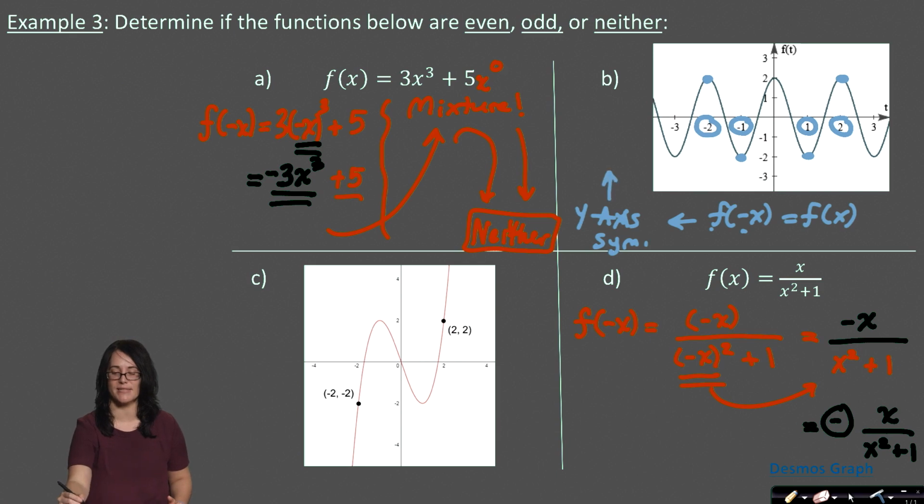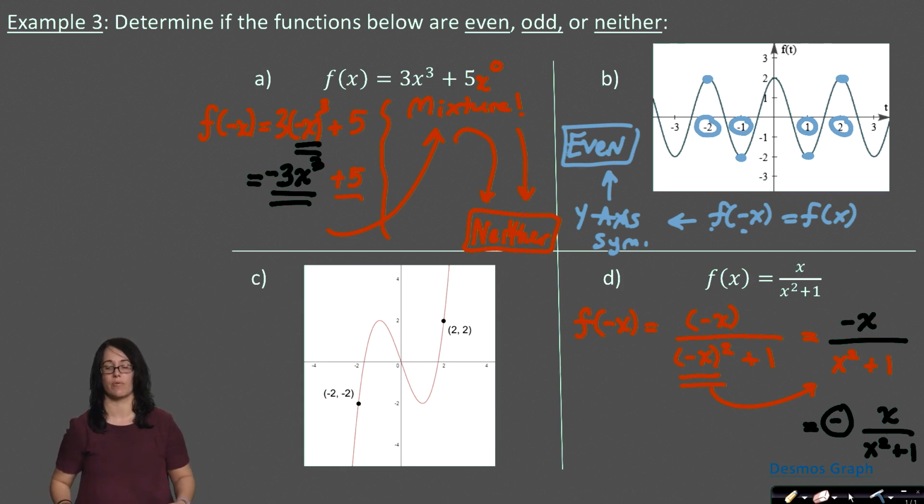And if we have y-axis symmetry, what kind of function was that? That's right, even. If you can't remember if it's even or odd, remember that y equals x squared has y-axis symmetry, and its power 2 is even. So that's a nice way to remember that.